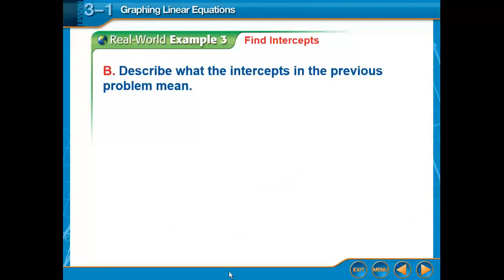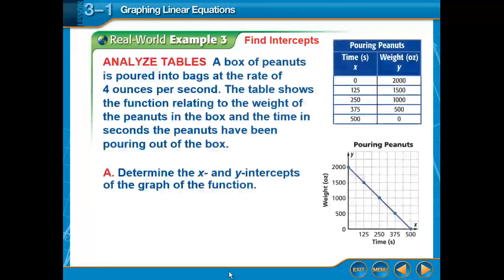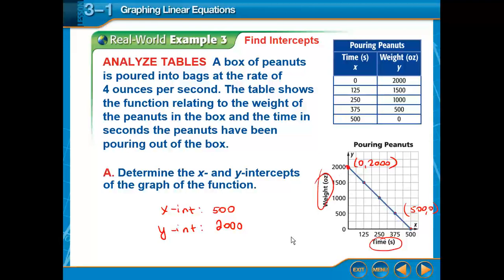Okay, so we want to describe what these mean. So looking back at this, what is this saying? They're saying that when the time is 0, at this point, the weight is 2,000. So we're talking about a box of peanuts being poured into bags. Just before you start to pour, when time is 0, the weight of the bag is 2,000 ounces.